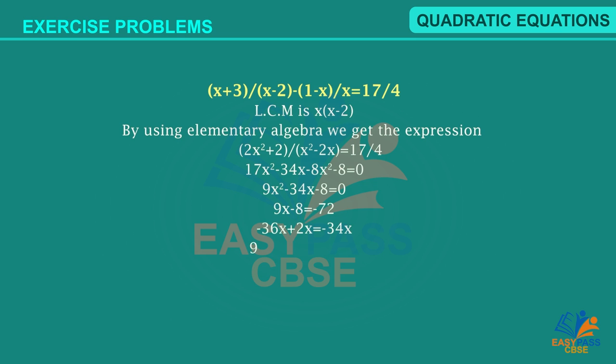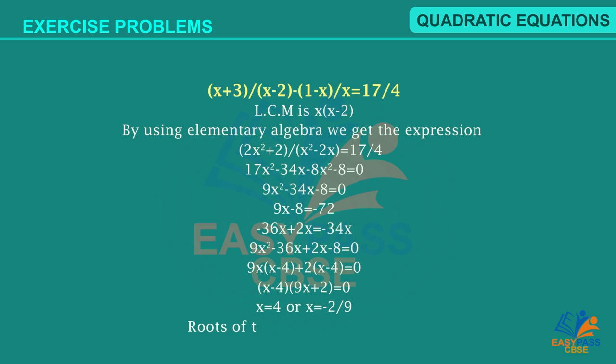So, 9x square minus 36x plus 2x minus 8 is equal to 0. Taking 9x common, we have 9x times x minus 4 plus 2 common x minus 4. Again, take x minus 4 common, we have x minus 4 times 9x plus 2 equal to 0. Therefore, x is equal to 4 or x is equal to minus 2 by 9. Therefore, roots of the equation are 4 comma minus 2 by 9.